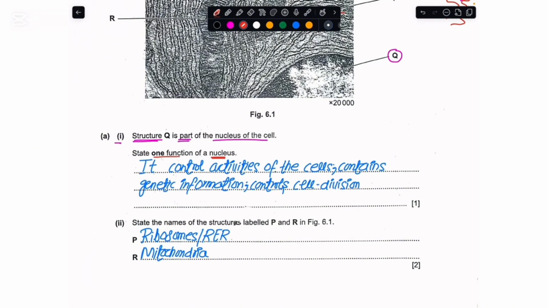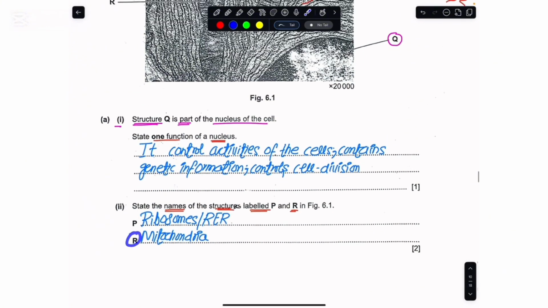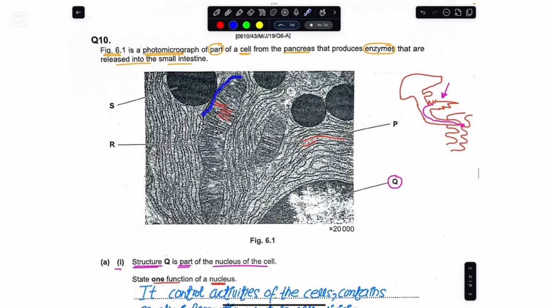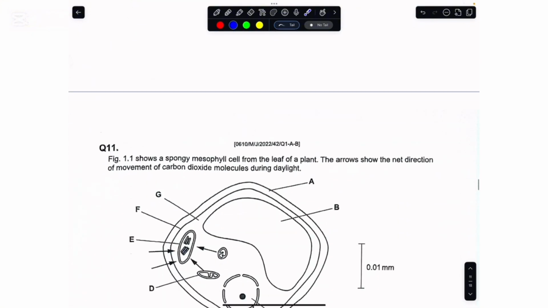They further ask that you are required to state the name of the structures that are labeled as P and R. So as I mentioned earlier, this P you can write as rough endoplasmic reticulum, or you can call them the ribosomes. And if we talk about R, this R that is given over here would be mitochondria. And by that, you would score 2 marks for this.